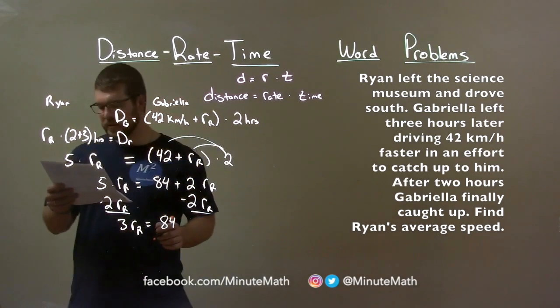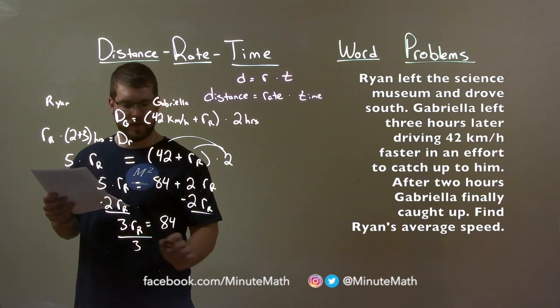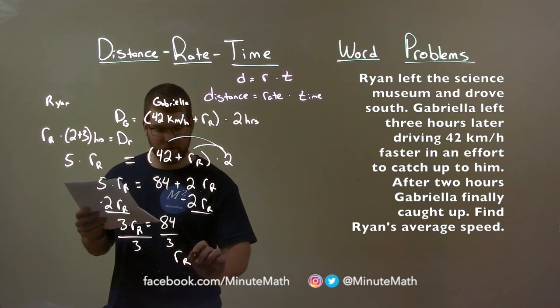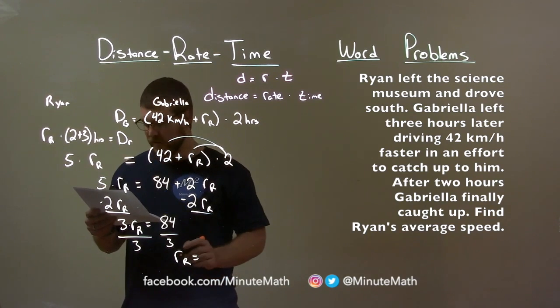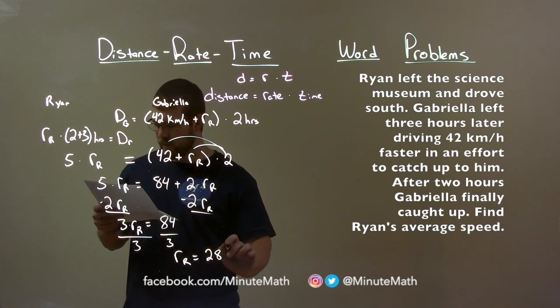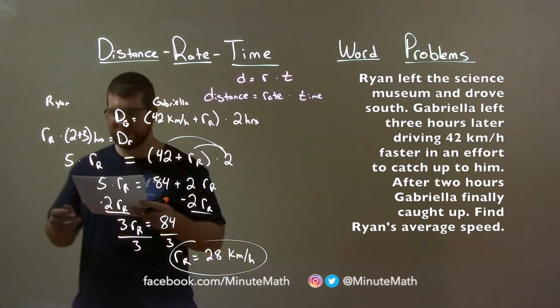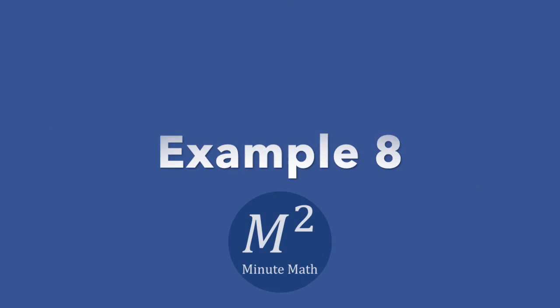Divide both sides by 3. Remember, that's multiplication here. And we have Ryan's rate, put it right here on the side. 84 divided by 3 is 28. 28 kilometers per hour. And that is Ryan's average speed.